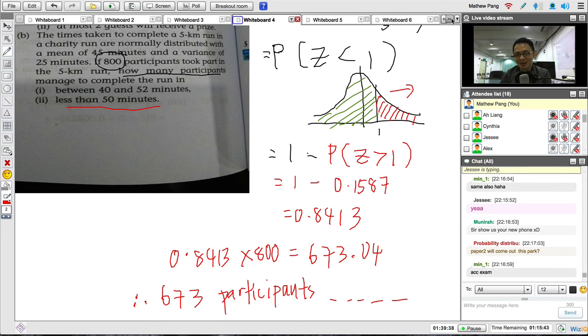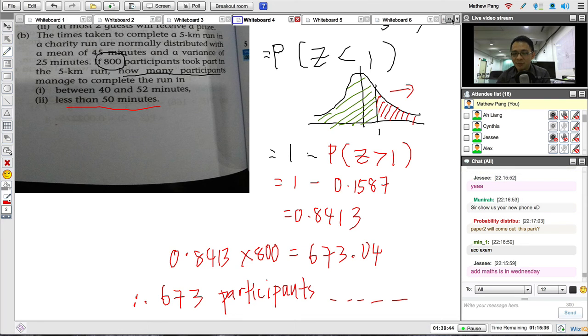Yeah, so you better use your Sunday to prepare your account. Paper 2 will come out this part. Yes, this part definitely comes out in paper 2, mostly in section B, if I'm not mistaken.